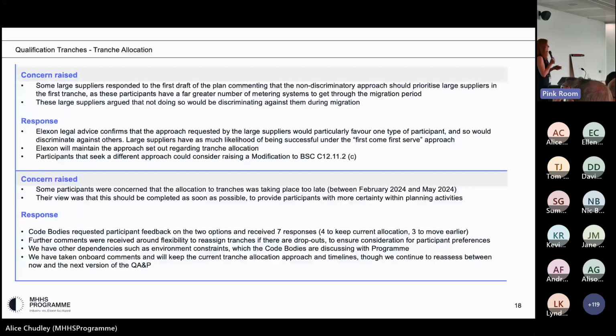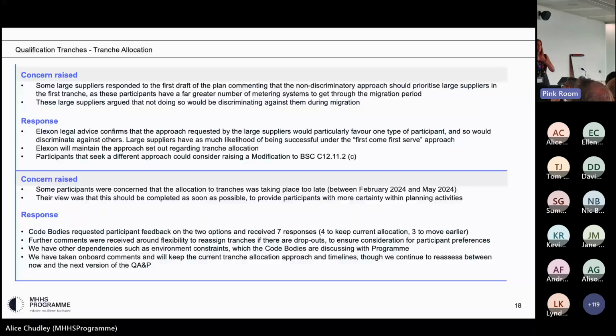The argument was that they needed to be in order to get through migration with the number of MPANs that they have to complete. We've clarified the legal advice internally with our legal team, and it's very clear that a non-discriminatory approach wouldn't allow for us prioritising large suppliers in the initial tranches. So we've kept the approach as we set out in the plan.